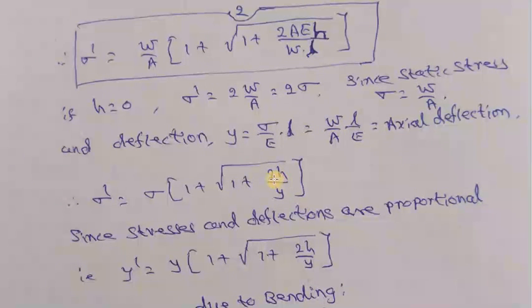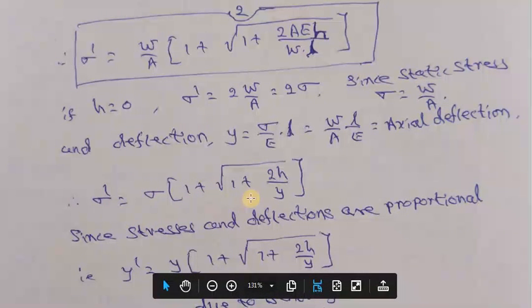So I can rewrite that as 2h by y here. Same equation: W by A I have replaced by sigma, and WL by AE I have replaced by y. So this is also an important equation to calculate the stress sigma dash directly based on these parameters. Either you remember this equation or you remember the other. Both these equations are available in the data handbook.